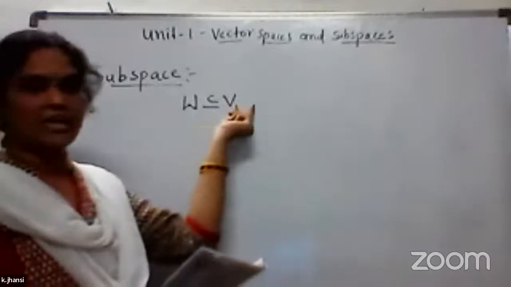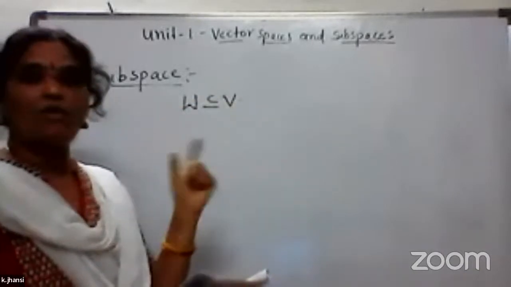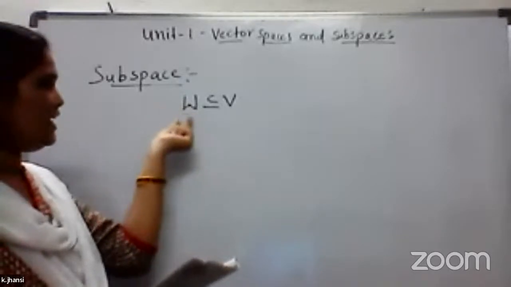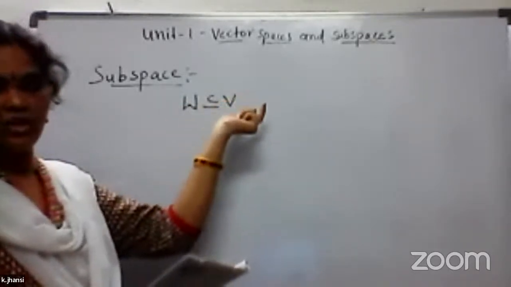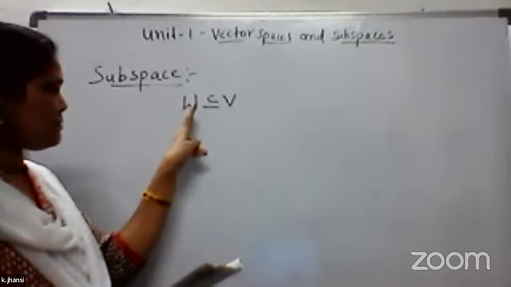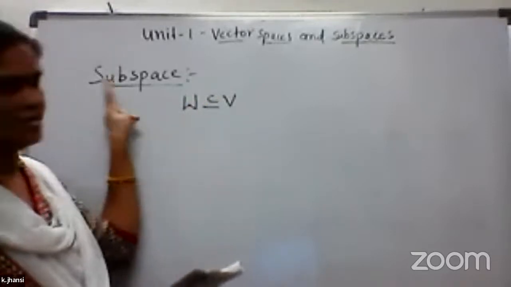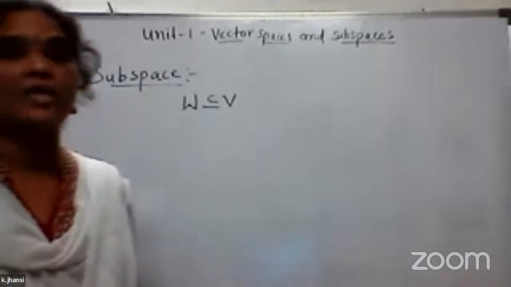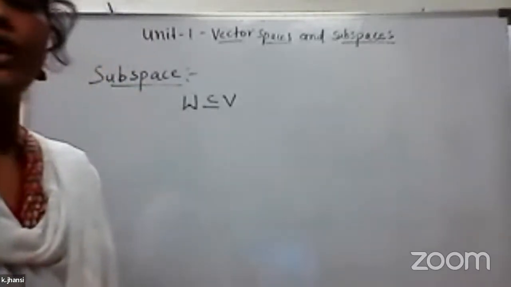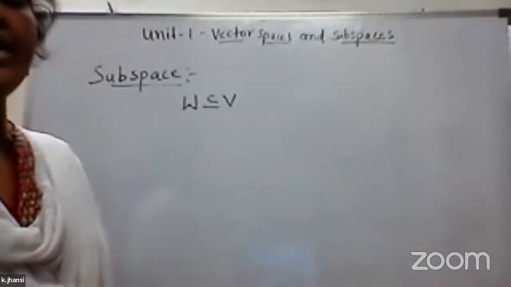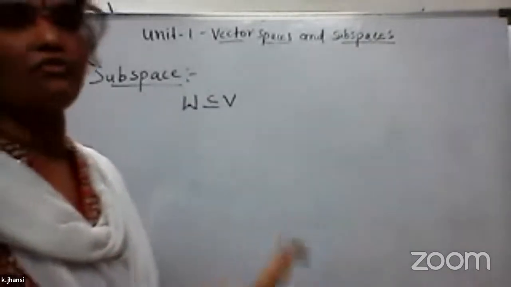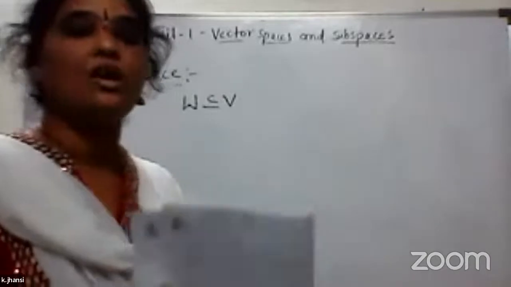Here V is the vector space, the set of vectors. You are taking W such that W is a subset or equal to V. For W to become a subspace, it has to satisfy all the conditions of a vector space. Any subset, to become a subspace, has to satisfy all the conditions of the vector space.